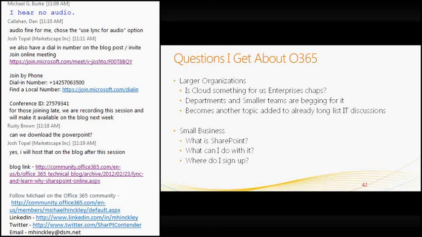So, small businesses, I've found that the small organizations, basically, haven't been exposed to SharePoint, so there needs to be a bit of education that goes on there of what SharePoint is, what they can do with it, and then quite frankly, after those discussions happen, the next question is, where can I go to sign up?